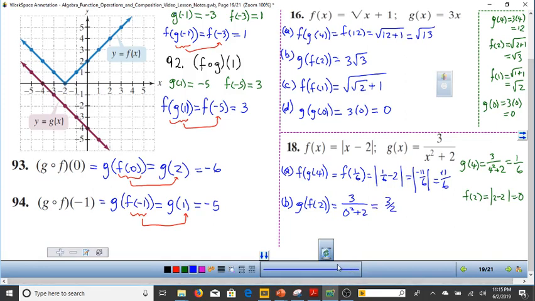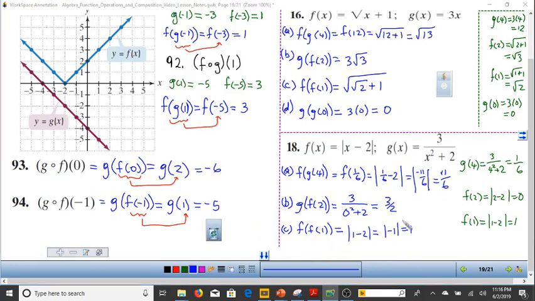Then for part C, we're doing f of 1. And again, f of 1 is just 1 because we do the absolute value of 1 minus 2, which is the absolute value of negative 1, which is 1. And then we plug that into the function. So again, the absolute value of 1 minus 2, same as before, 1.